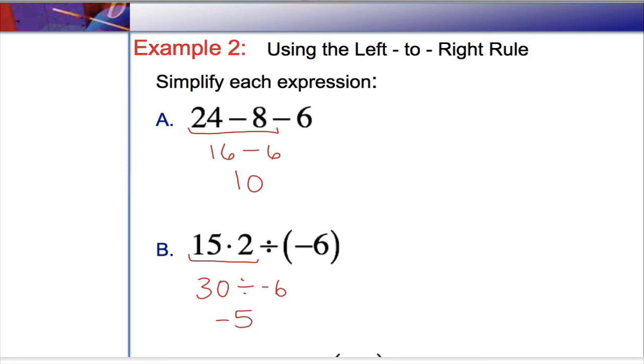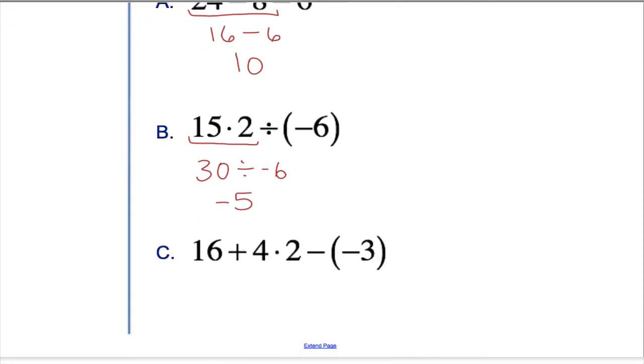So then let's do just one more that kind of combines both. Now here, since we have addition, multiplication, and subtraction, we don't just go from left to right. Remember, our rule says do all the multiplication and division first. So I have to take care of this multiplication piece first. I'm going to multiply together 4 times 2. That's 8. So then if I write down the rest of the problem, it's 16 plus 8 minus negative 3.